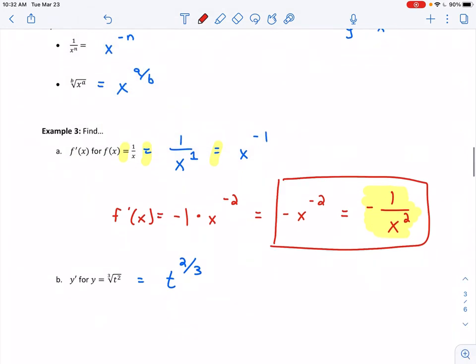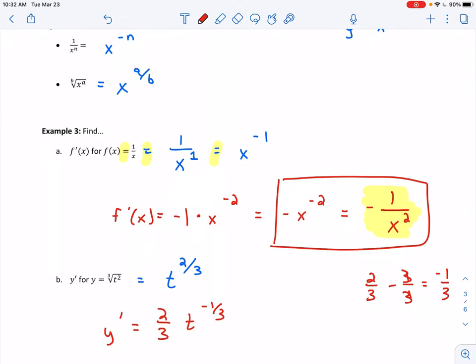So y prime, I'm going to multiply by my power, 2/3 times t, and then I'll subtract 1 for my power. So if you need to do that off to the side, 2/3 minus 1 over 1, well, that 1 over 1 is the same as 3 over 3. When I subtract those two, I would end up with negative 1/3. So that is my new power, t raised to the negative 1/3.